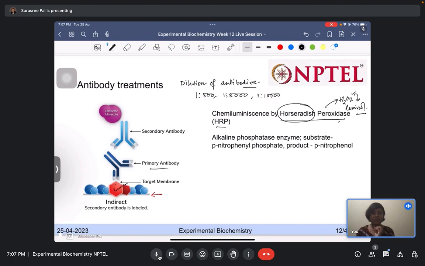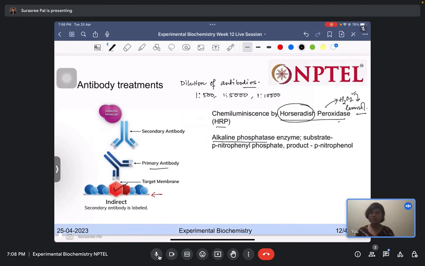wherever this particular enzyme is conjugated with the secondary antibody, and wherever the secondary antibody is bound in the membrane, H2O2 and luminol will give the chemiluminescent signal, and this chemiluminescent signal can be detected by a chemiluminescence detector. There can be another enzyme which is commonly conjugated with secondary antibody, that is AP, alkaline phosphatase.